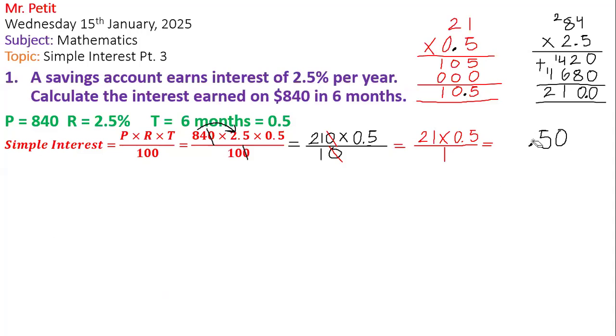All right, wait, let me put this. It's going to be 10.5 over 1 and then 10.5. Excuse me, Mr. Petit. Do we have to multiply like that, or can we just use a calculator? Okay, so one second.